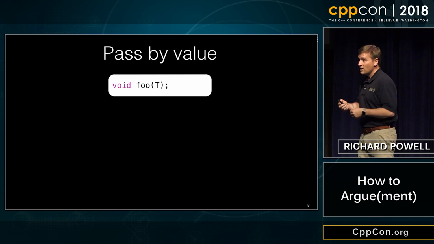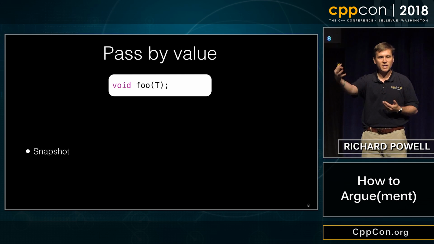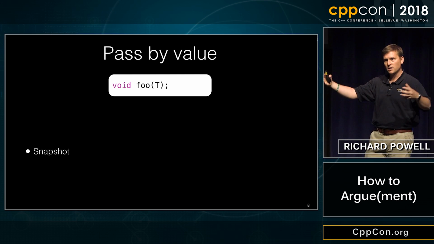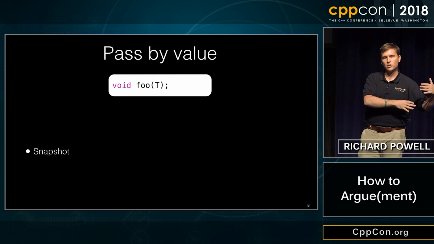To the caller. I actually call this a snapshot. Maybe it's not the best name, but it's a name to think about it. We're taking a copy of the value. We're taking essentially a little bit of a snapshot of the state of the program, and then this function is now going to operate on it.